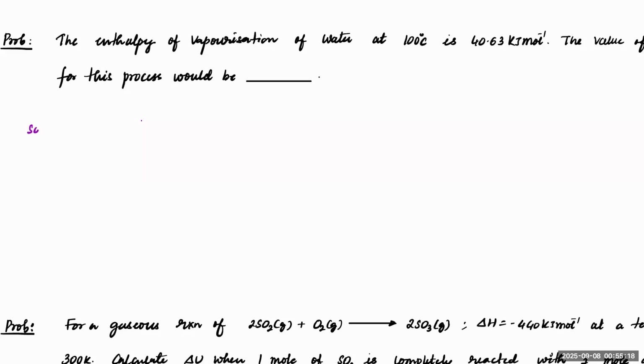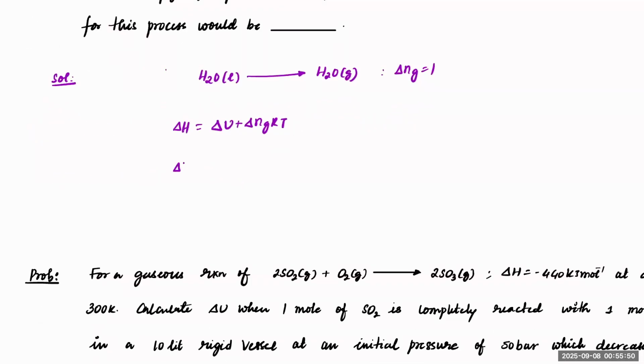H2O vaporization implies that we are trying to make it from H2O liquid to H2O gas. So the minute you start getting anything in a gaseous state, you assume it to be ideal. In that case, delta Ng will be equal to 1. So delta H, which is equal to delta U plus delta Ng RT. The value of delta U naught is what I need to figure out, which is equal to delta H naught minus delta Ng RT.